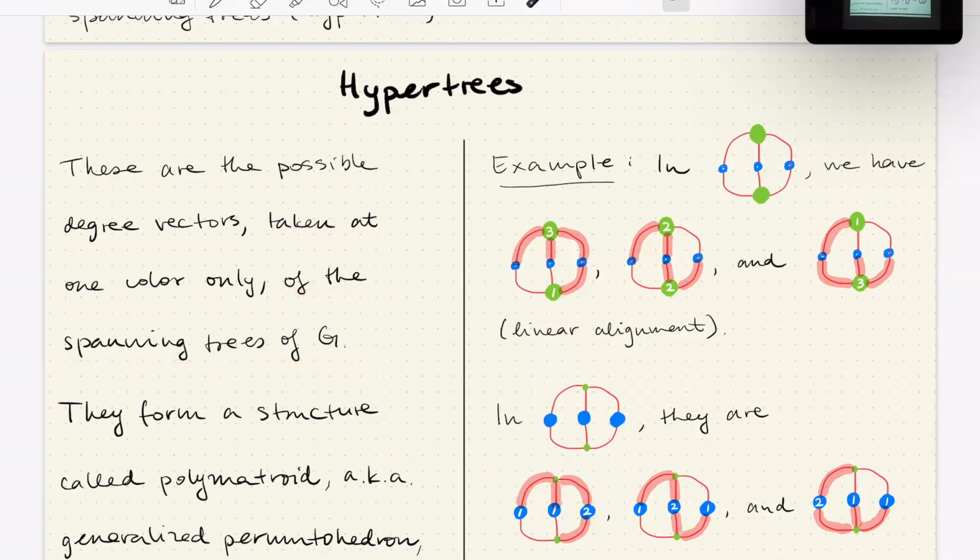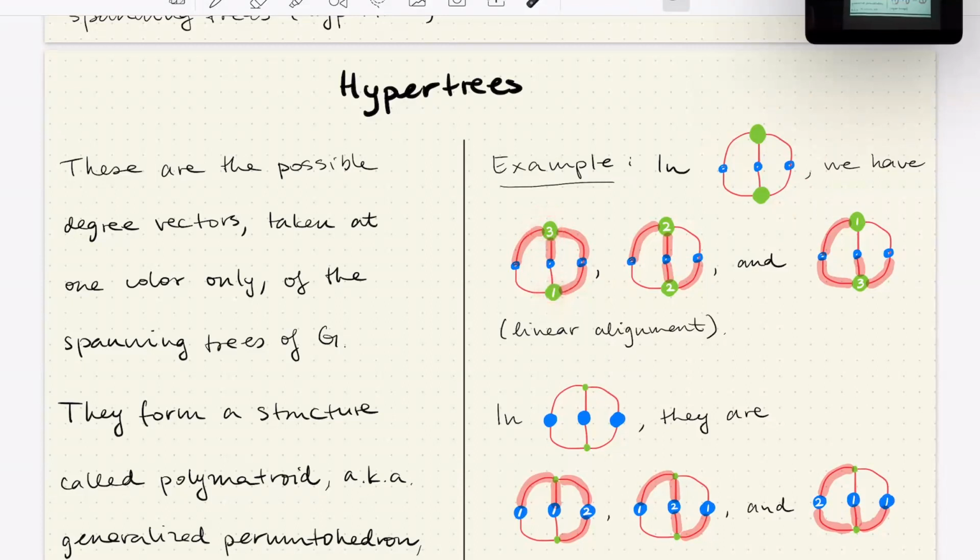All right, let's actually do it. Here's the example graph. We singled out green to be the hyperedges, so we are going to keep track of vertices, degrees there. So what can a spanning tree of this guy do? Well, it can have many edges up here, and then a single edge down here. In that case, the degree vector is going to be 3 here, 1 here.